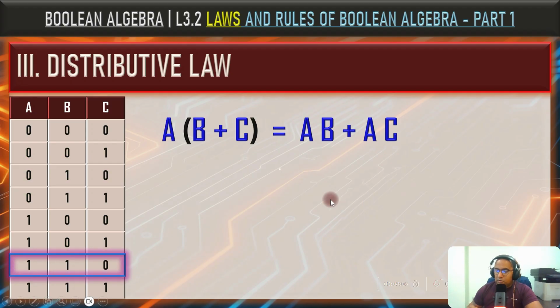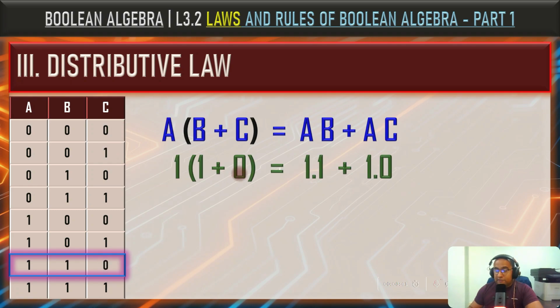Now let's use this possible combination. 1 to the variable A, 1 to the variable B, and 0 to the variable C. Performing the operation, on the left side, we first evaluate 1 plus 0.